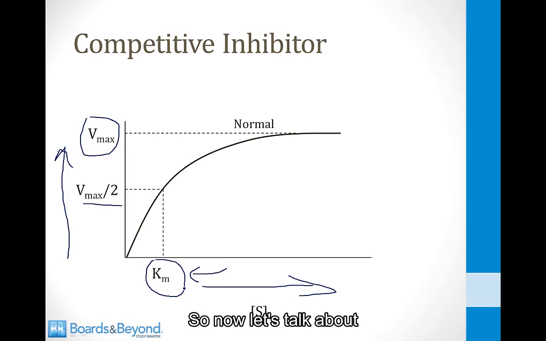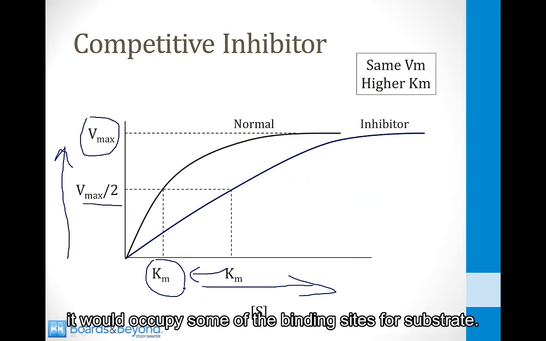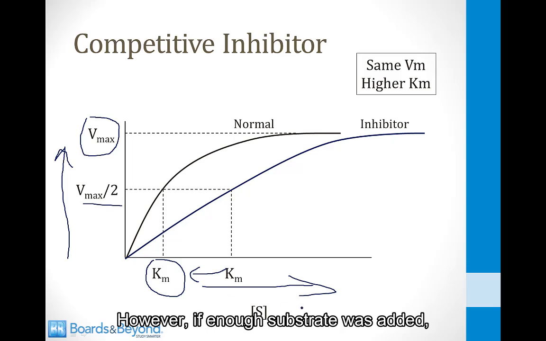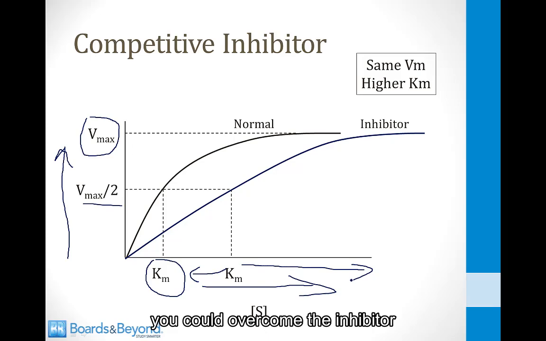So now let's talk about how the Michaelis-Menten plot would change if a competitive inhibitor were added. If a competitive inhibitor were added, it would occupy some of the binding sites for substrate. However, if enough substrate was added, in other words, if you went far enough along the x-axis to the right, you could overcome the inhibitor and still achieve the same Vmax.